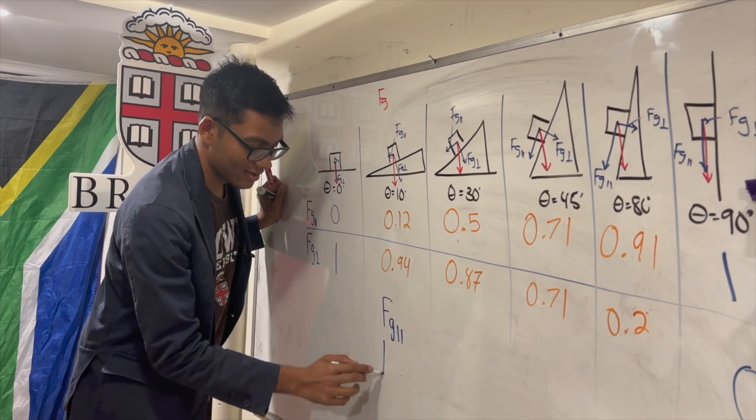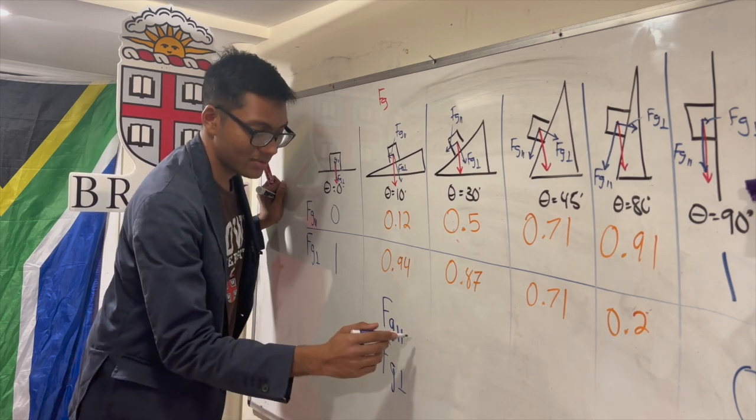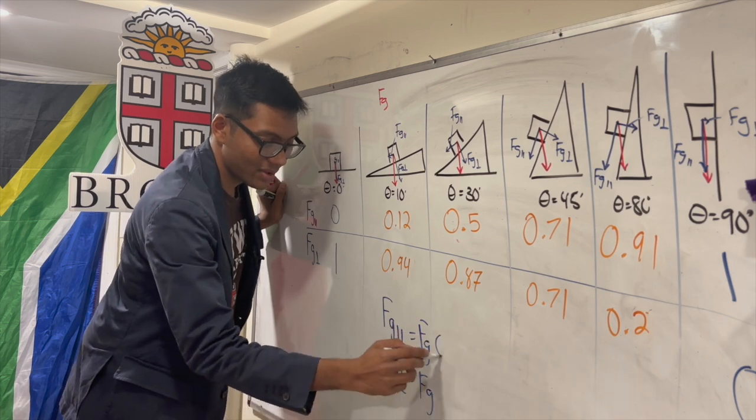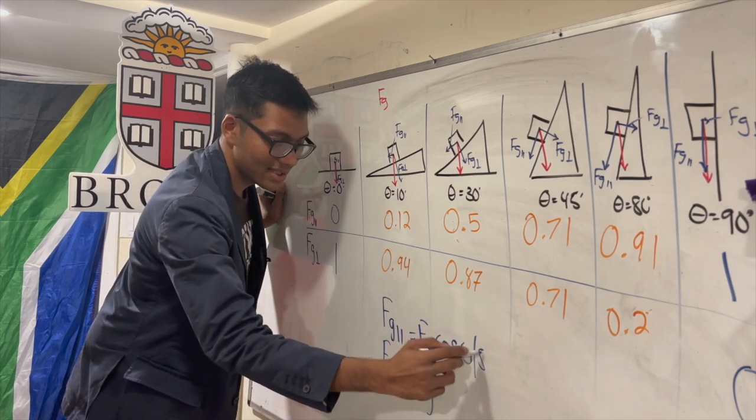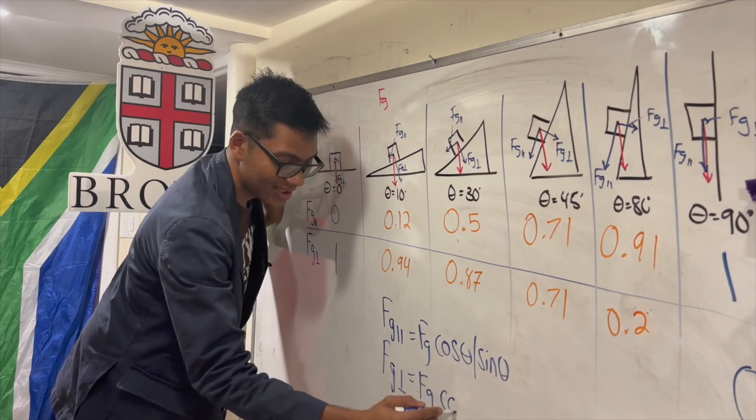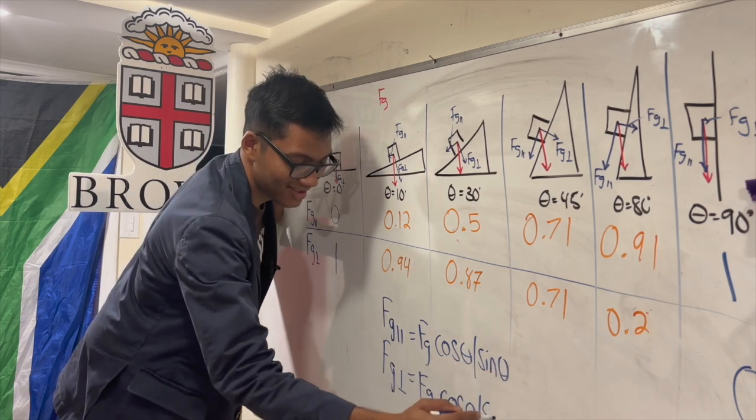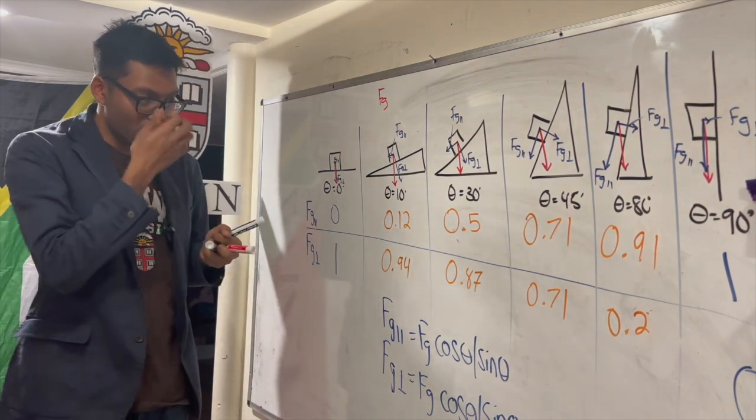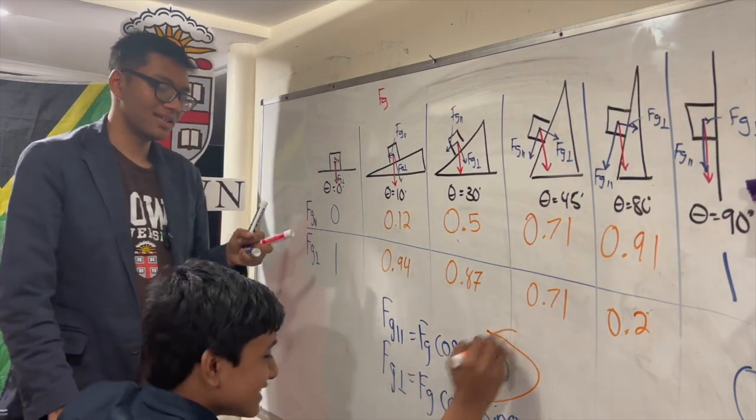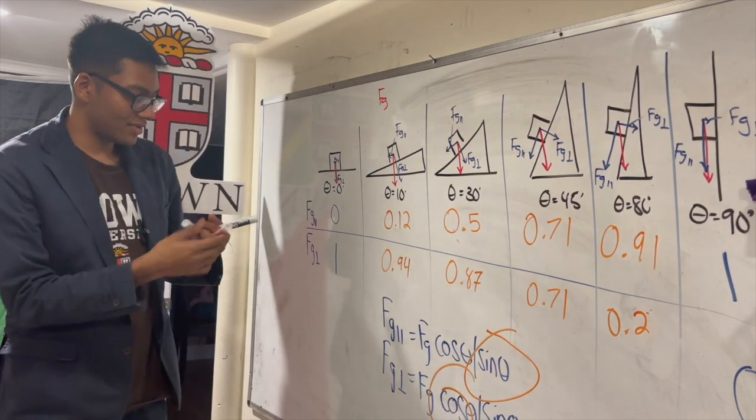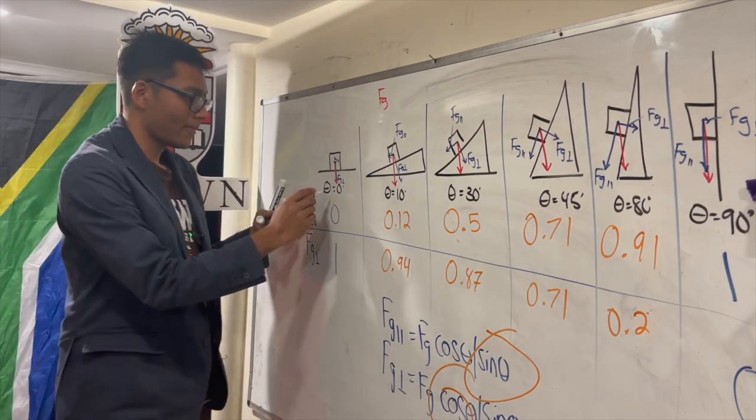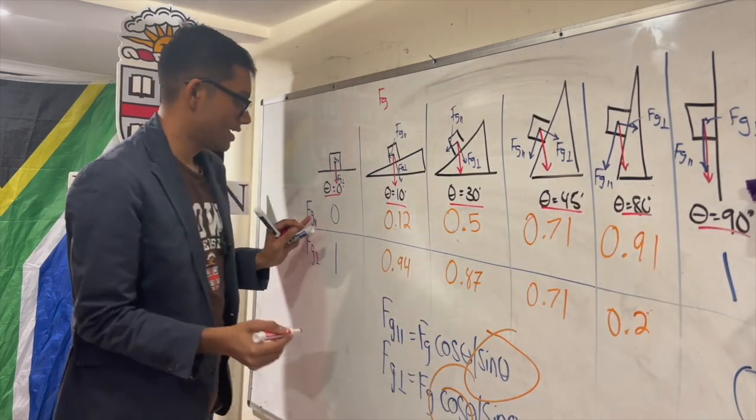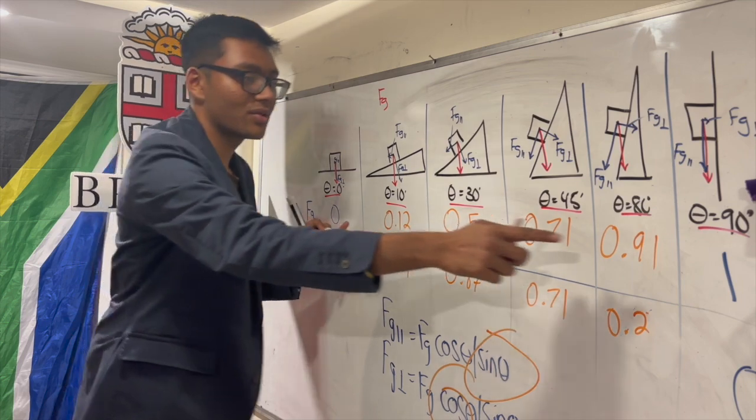Okay. So the main question is, we know they're both FG, right? But we don't know if this is cosine theta or sine theta. Now, if you look at our diagram here, as theta is increasing from 0 to 90, you see that FG parallel is increasing from 0 to 1.